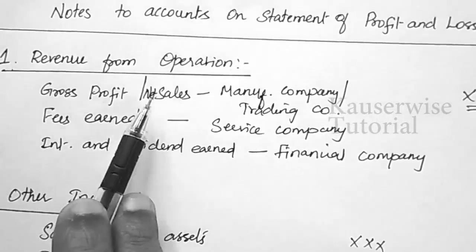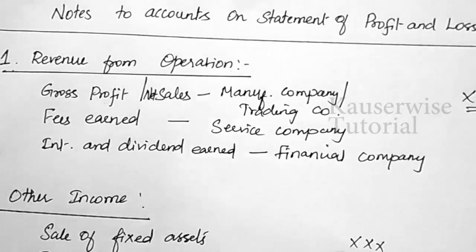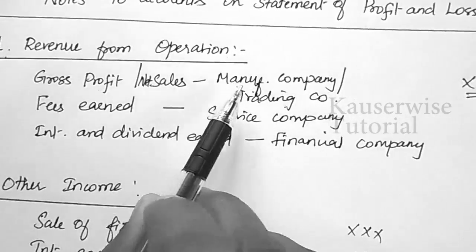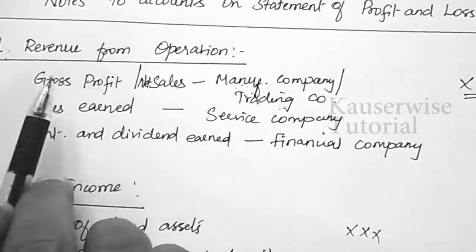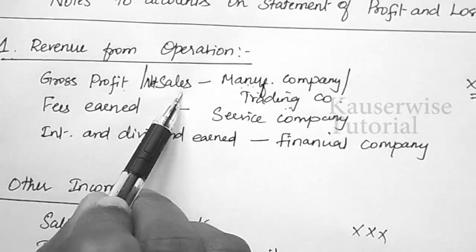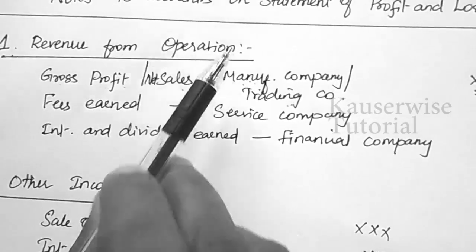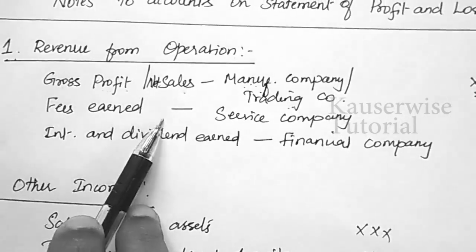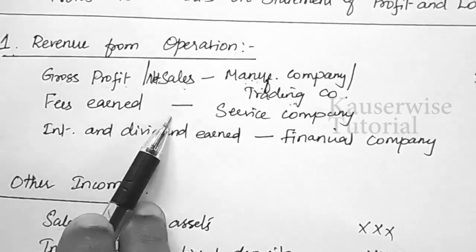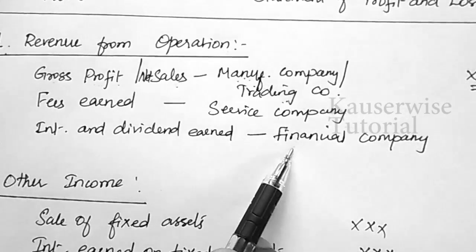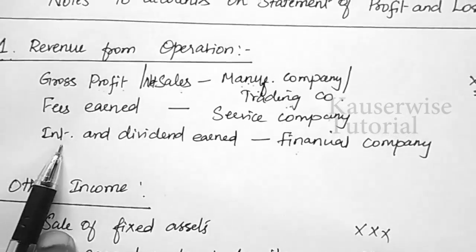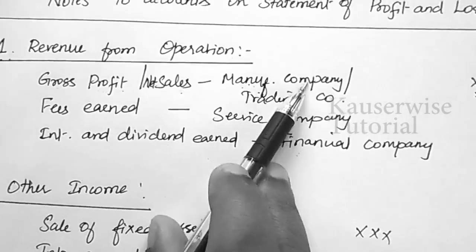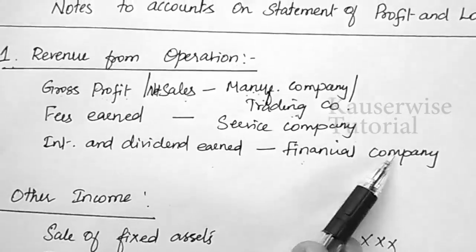Net sales means after deducting sales return, you will get the net sales. That will be recorded in the statement of profit and loss. For a manufacturing and trading company, gross profit or net sales will be the revenue from operation. In the case of a service company, fees earned will be the main source of income, that is revenue from operation. If it is a financial company, interest earned or dividend earned will be the revenue from operation. So according to the nature of the company, you can write any one.